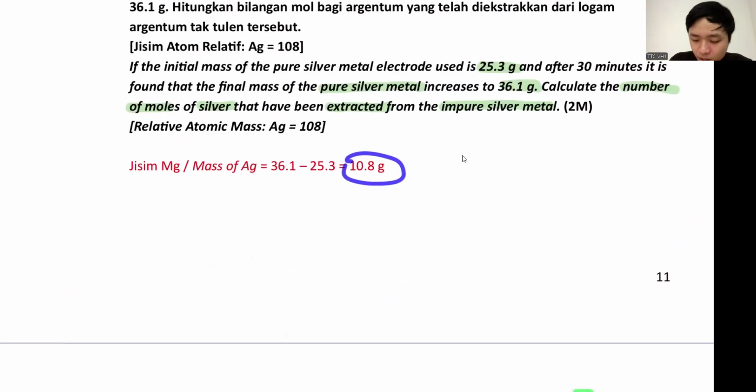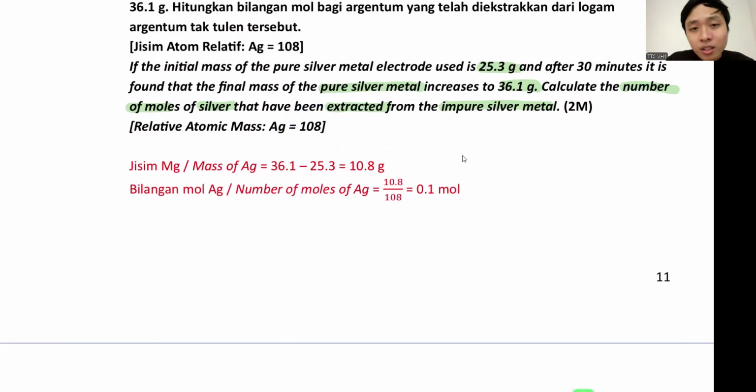And then use this mass to find the number of mole. The formula is number of mole equals mass over molar mass. The molar mass, the sheet will tell you, one silver is 108. So you use mass over molar mass, and easily you get 0.1 mole. So only can get 2 marks. But you have to understand what the sentence wants. How does it work?